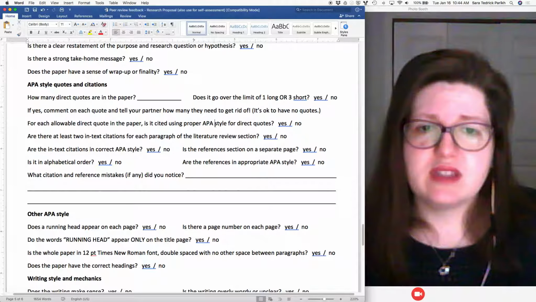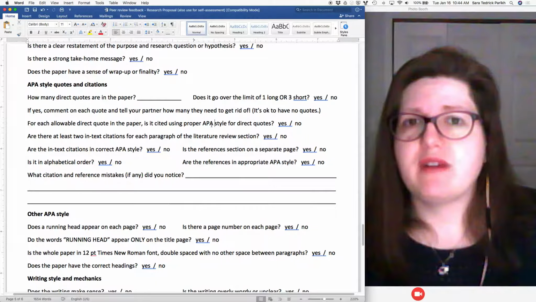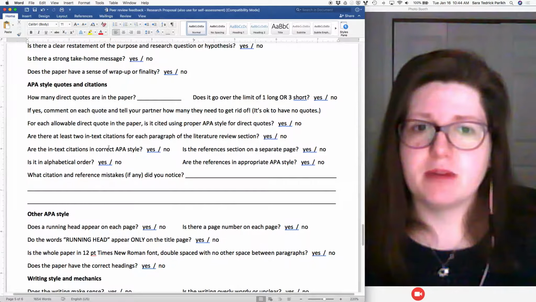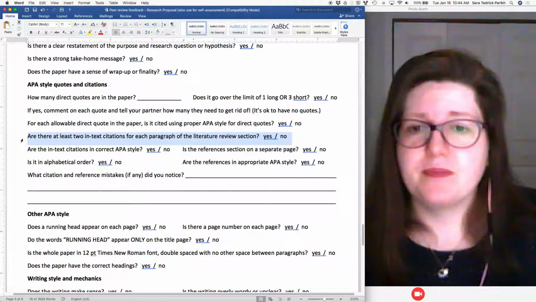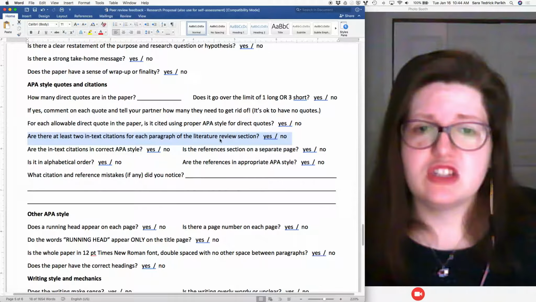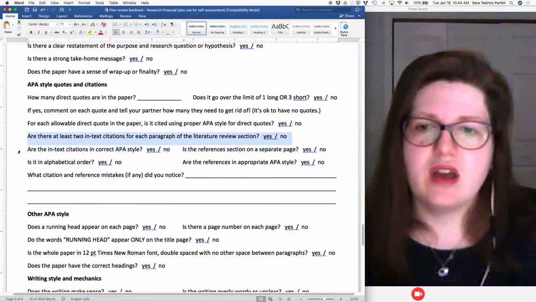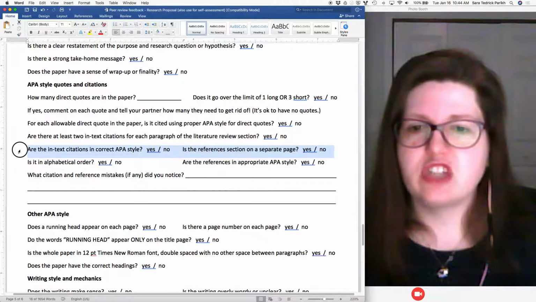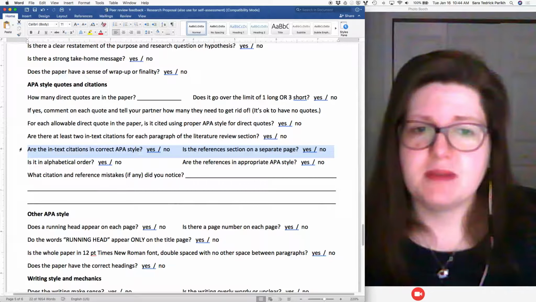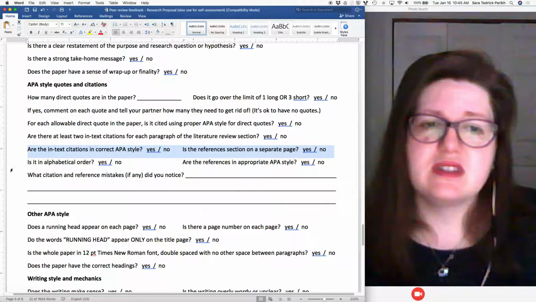Is each quote cited using proper APA style? Remember, you have to use quotation marks and you need to include a page number in addition to the normal citation. And make sure your punctuation is correct for that. There are at least 2 in-text citations for each paragraph, actually it's an introduction section now. And so that's just a reminder to go back through and check, are the in-text citations in correct APA style?